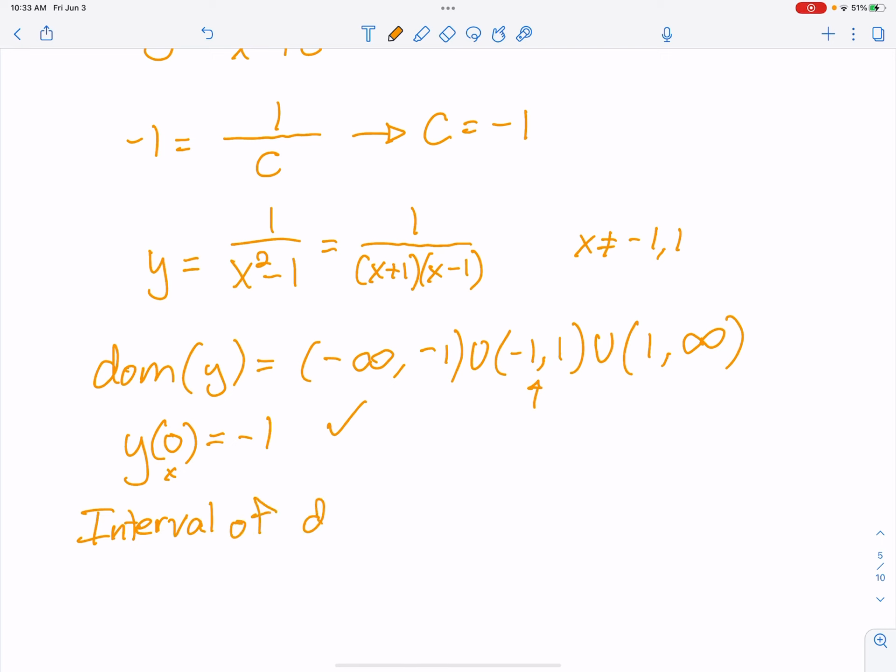So the interval of definition, and then from now on you can just call it interval or I. We'll say I colon, okay, that's -1 to 1. That is my interval of definition because the function is defined there, and the initial condition is also inside that interval.